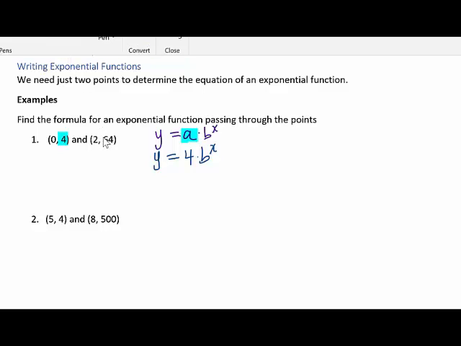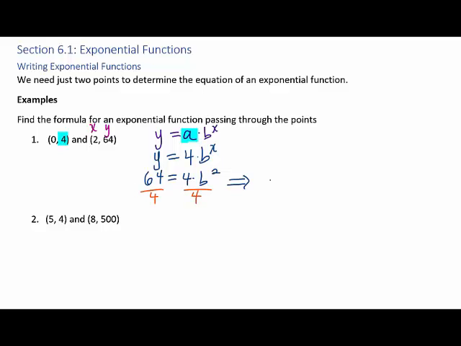This point (2, 64) is of the form (x, y). So in this formula, we substitute 64 for y and 2 for x and solve for b. That gives us 64 = 4 times b squared. We divide both sides by 4, which gives us 16 = b squared, and then take the square root of each side.